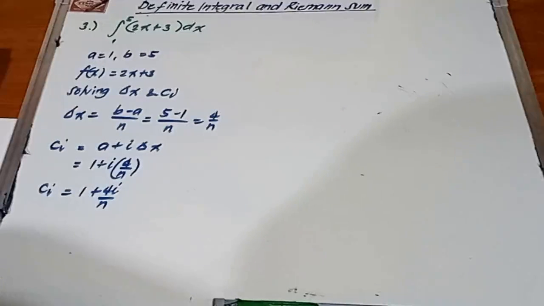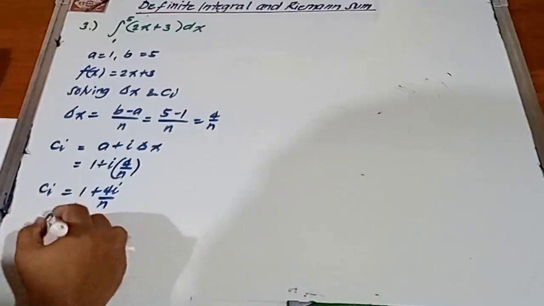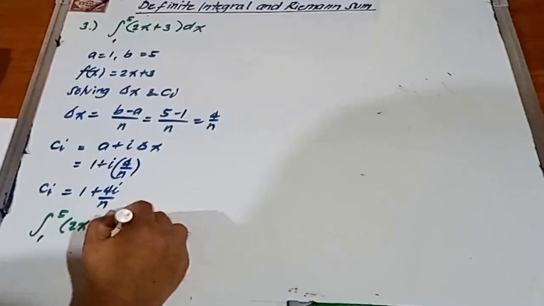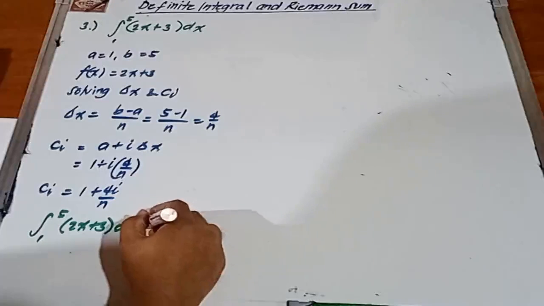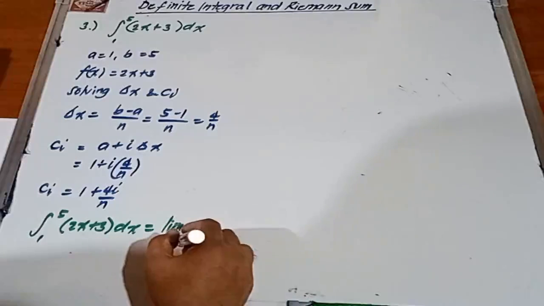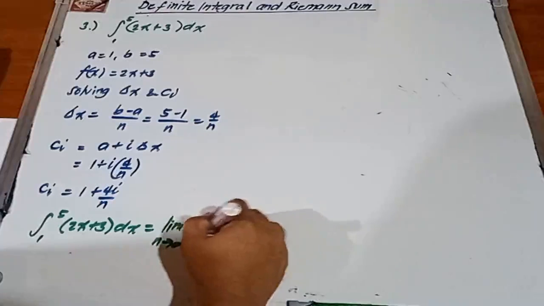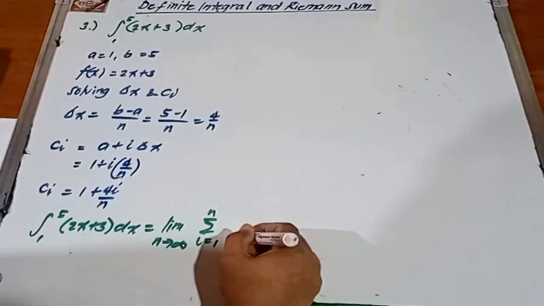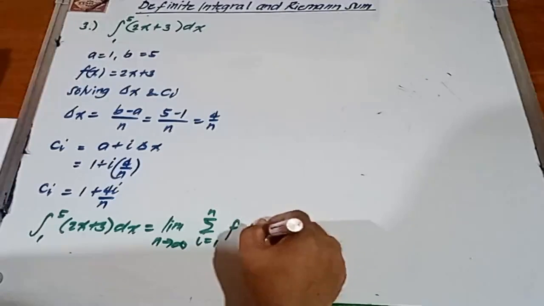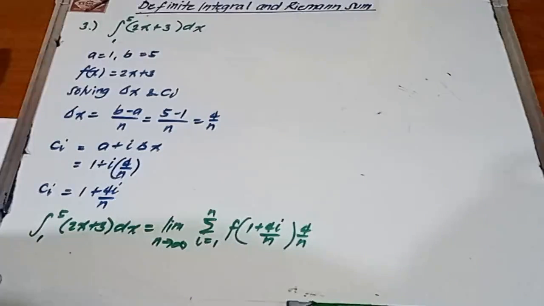Now, evaluate na natin yung definite integral. So, we have the integral of 2x plus 3 dx from 1 to 5 is equal to the limit of the sum of the products ng f of c sub i and delta x. So, that is summation of f of c sub i. So, that is f of 1 plus 4i over n times delta x, which is 4 over n. Okay, check ng ating formula.